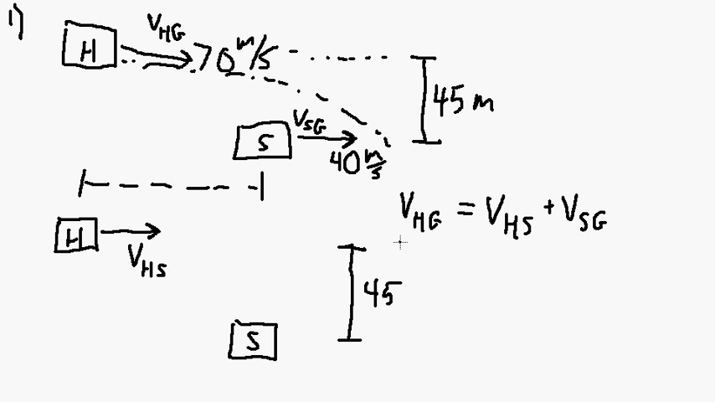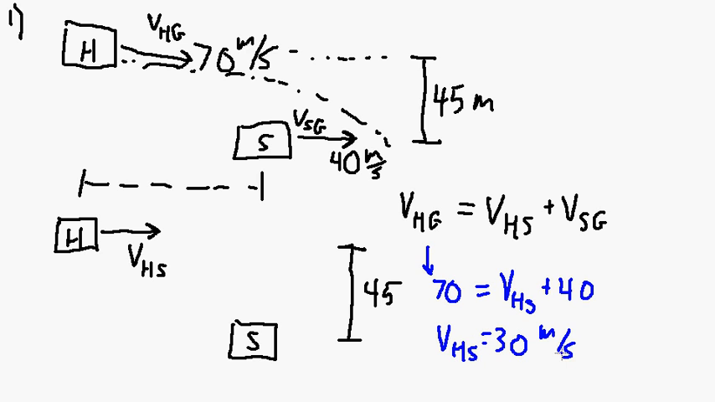We know from before that this is 70 meters per second. We know that the velocity of Harry with respect to Santa, well, that's what we're trying to find, V_HS, and then velocity of Santa with respect to the ground is 40. And then it's not hard to see that velocity of Harry with respect to Santa equals 30 meters per second.